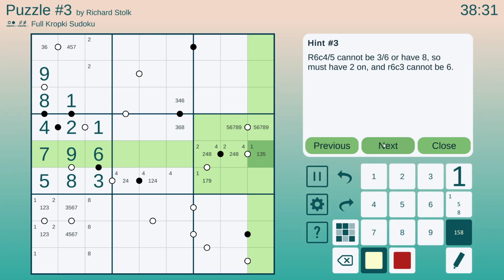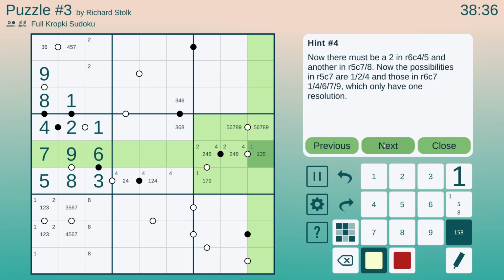Another hint. Must be a 2 in there, and another in row 5, column 7, 8. Possibilities in row 5, column 7 are 1, 2, 4. And those in row 6, column 7 are 4, 6, 7, 9. Which only have 1 resolution.